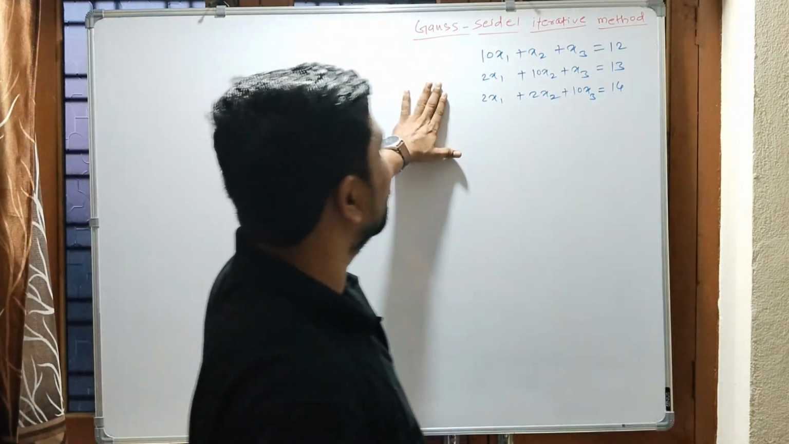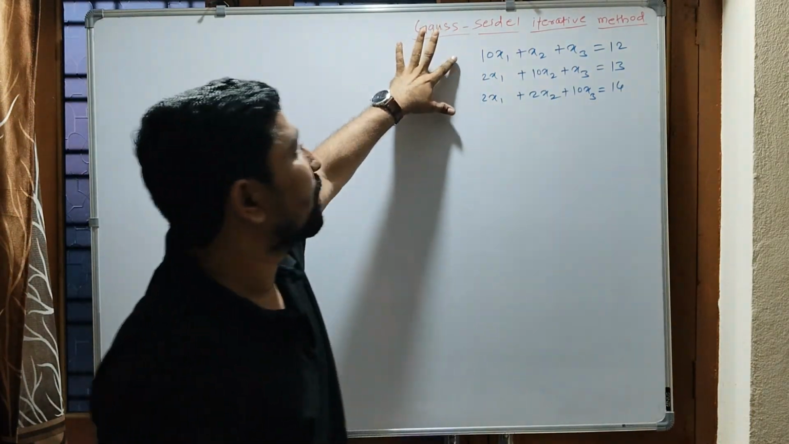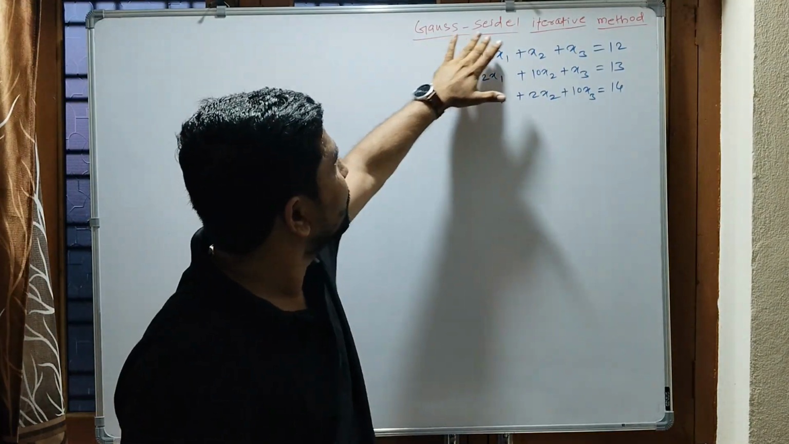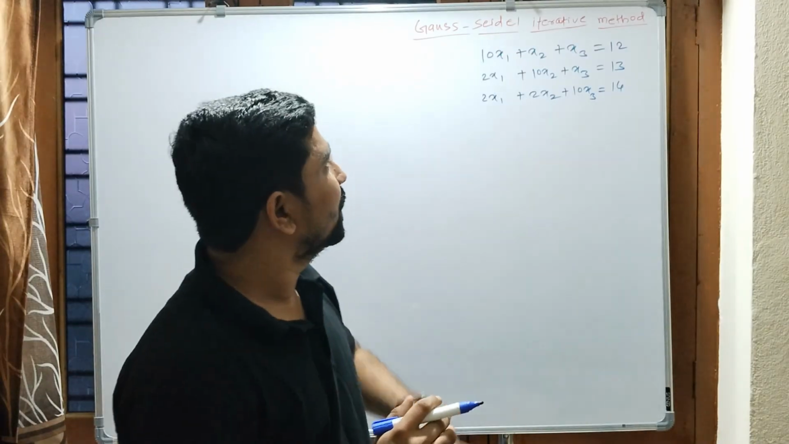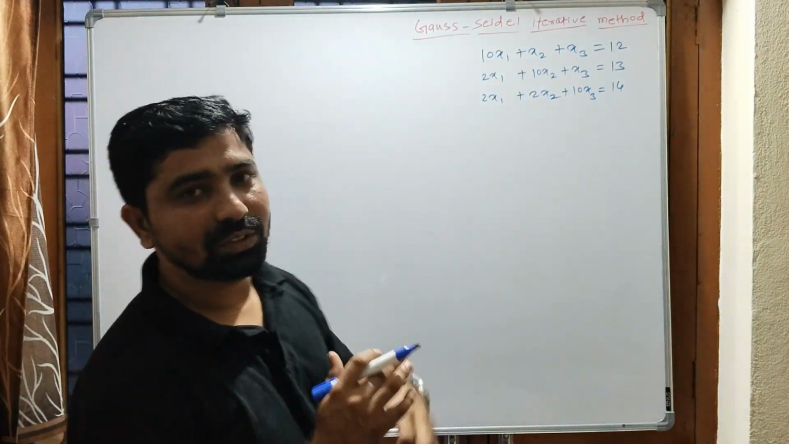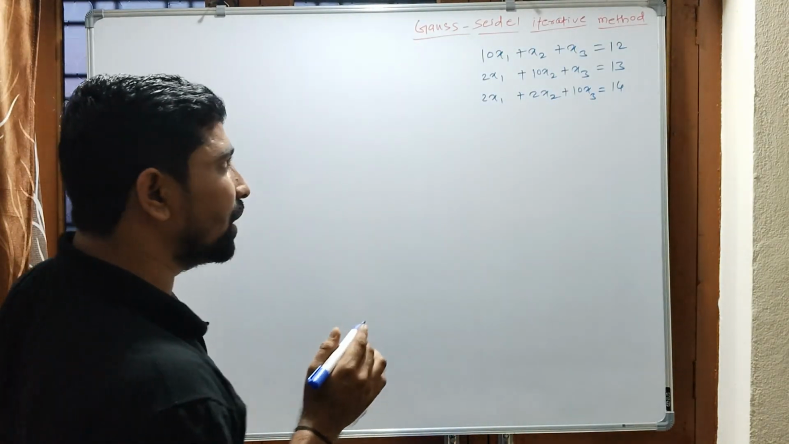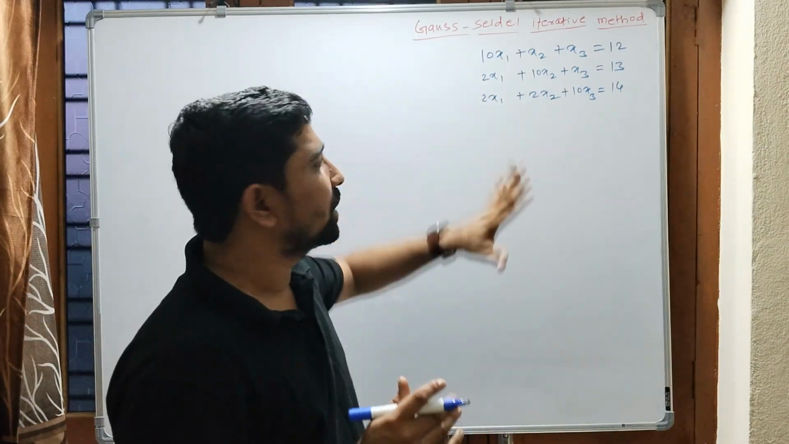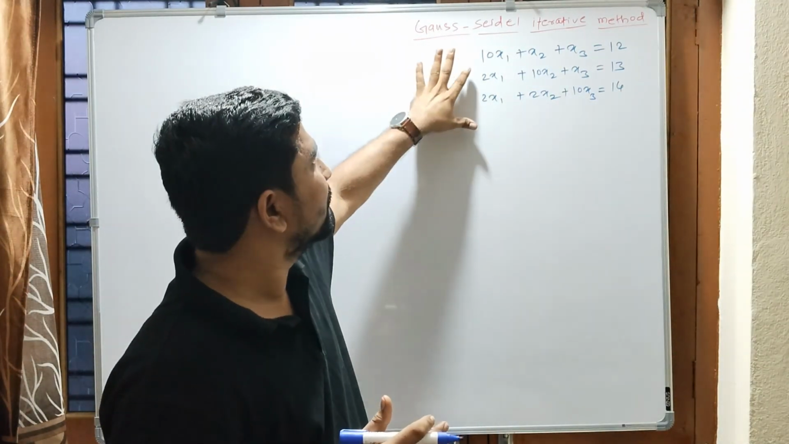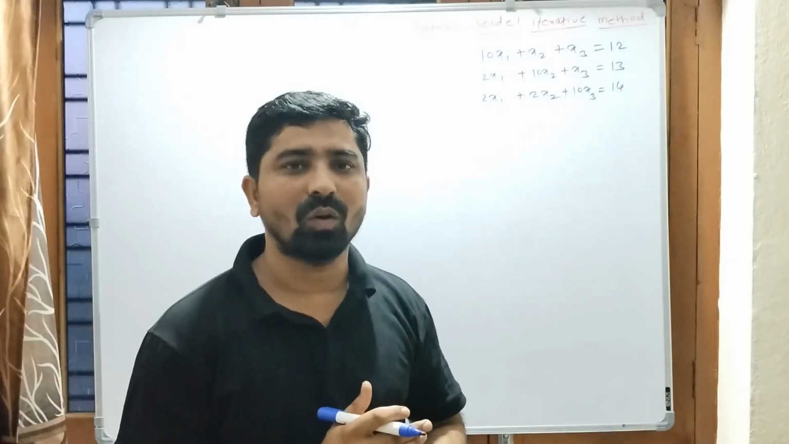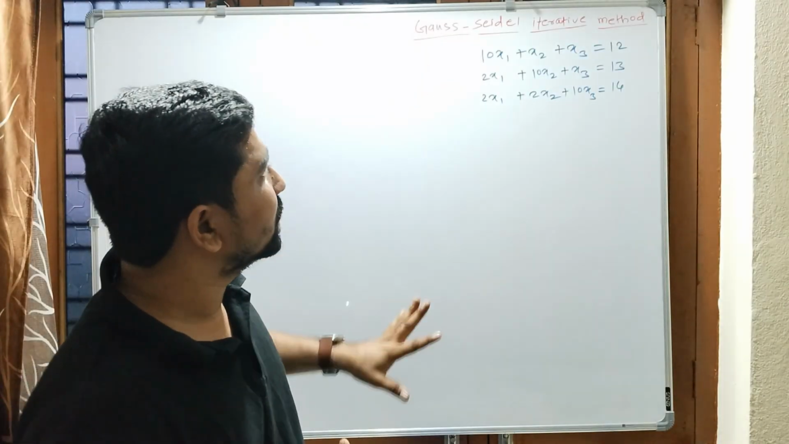Hi friends, in this video we are going to solve the same system of equations with the help of the Gauss-Seidel iterative method. In both the Gauss-Jacobi and Gauss-Seidel methods, first we have to check whether the given system is diagonally dominant or not. So here this system is diagonally dominant.